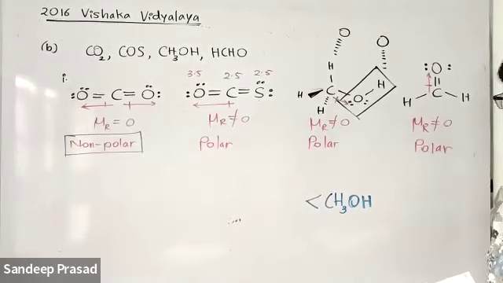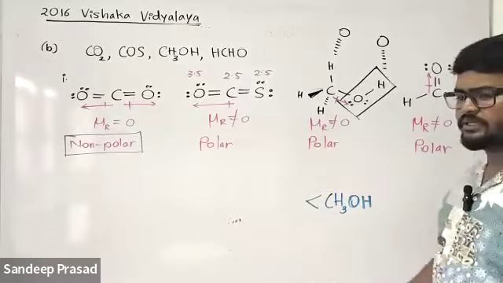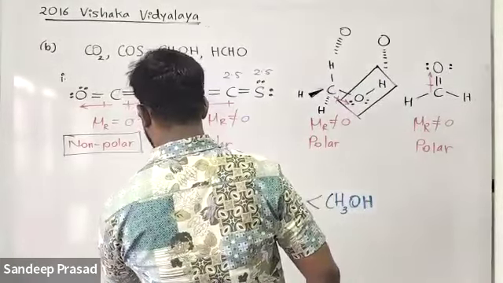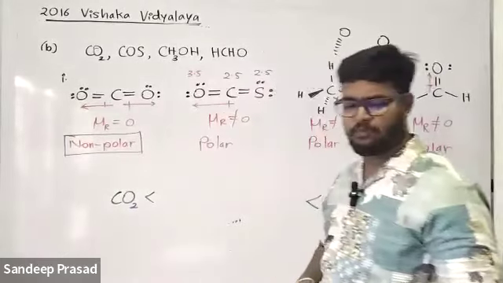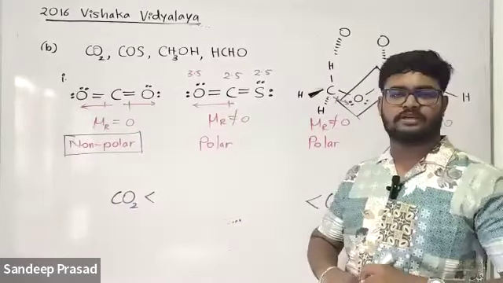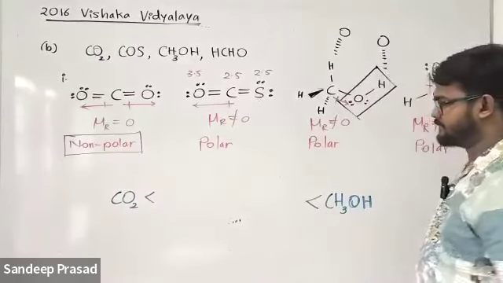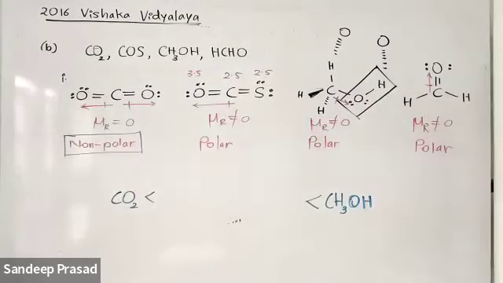And the least boiling point belongs to carbon dioxide. The reason is carbon dioxide is a non-polar molecule, so the interaction types are London forces, the weaker bonds. Now we have to choose which one has the next highest boiling point after carbon dioxide, whether it is carbonyl sulfide or methanol. How do you decide that one?